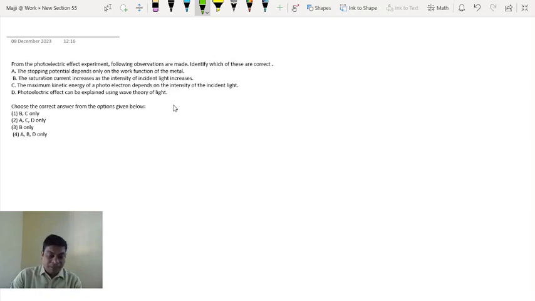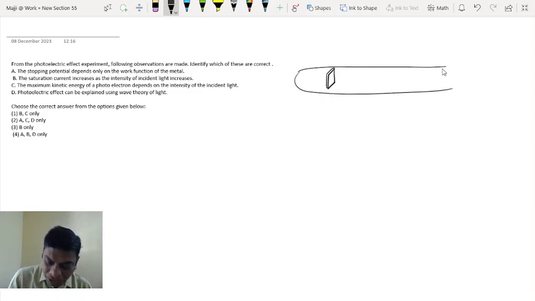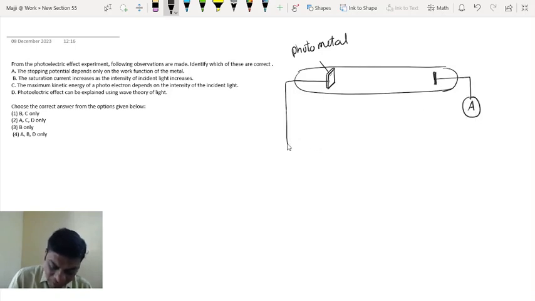related to photoelectric effect. So let us briefly understand why photoelectric emission takes place in the first place, and all the other related things. So you have a discharge tube here, with the photoelectrode or photometal. You have another electrode here. You have an ammeter which measures the photoelectric current.